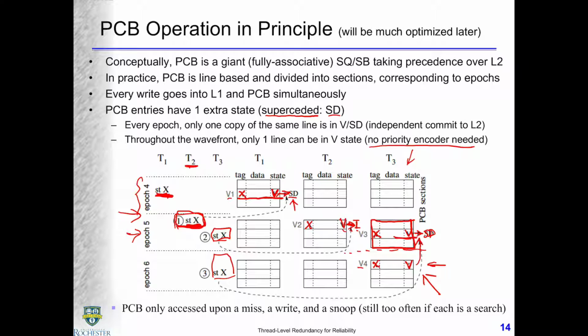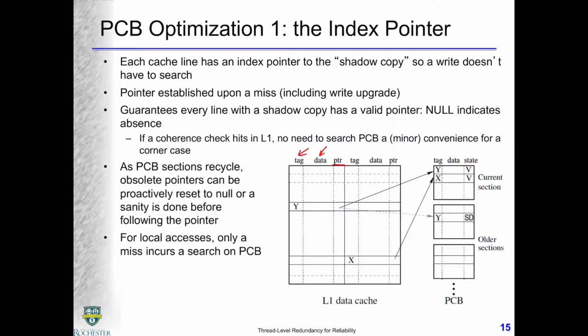You don't have to say, okay, there are 2 copies, somehow I have to know this is newer than that, therefore I use this. No, this one is not even in valid state. So when you're searching your PCB, you don't need to determine between multiple valid states. There is only one cache line that's going to be in valid state. Okay. So anyways, since this is still a fully associative queue, I don't want to search it.